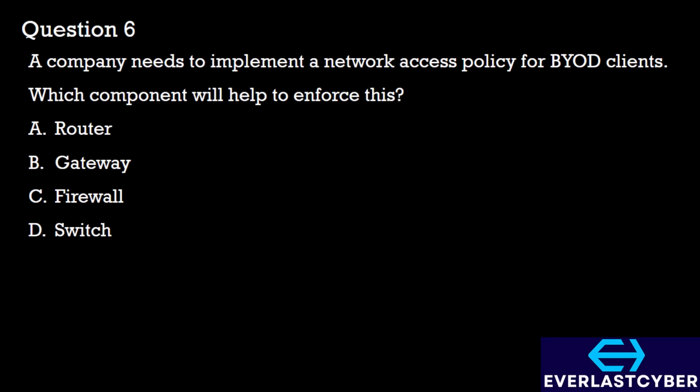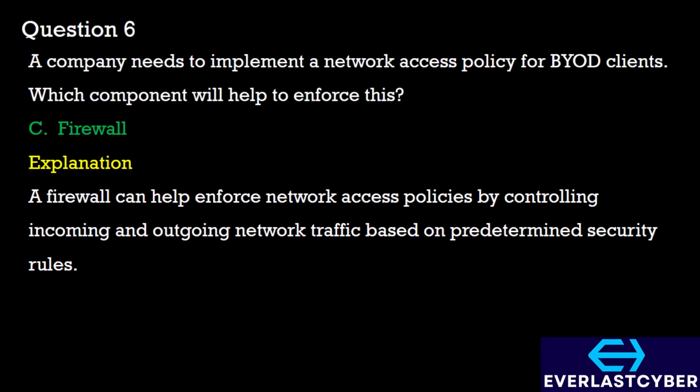In this case, we'll be going with option C, the firewall. The firewall can help to enforce the network access policy in this scenario by controlling the incoming and outgoing network traffic based on the predetermined security rules for the Bring Your Own Device clients. These policies can be based on various factors like the user identity, the device type, or even the compliance with security requirements. So that's why we're going with this option.